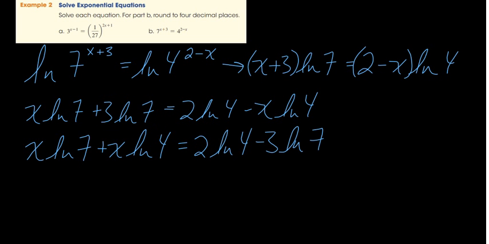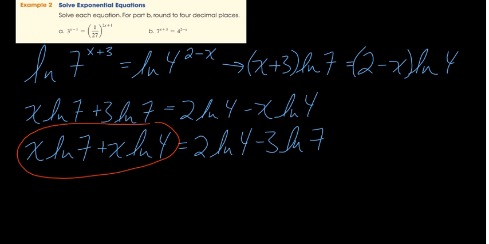So again, I don't really know if I fully said why I'm doing this. It's because I need to have my x's on one side, right? If I'm solving for x, then they must be on the same side. Okay, and by doing that, it makes it pretty clear that on this side, I have x natural log of 7 plus x natural log of 4.